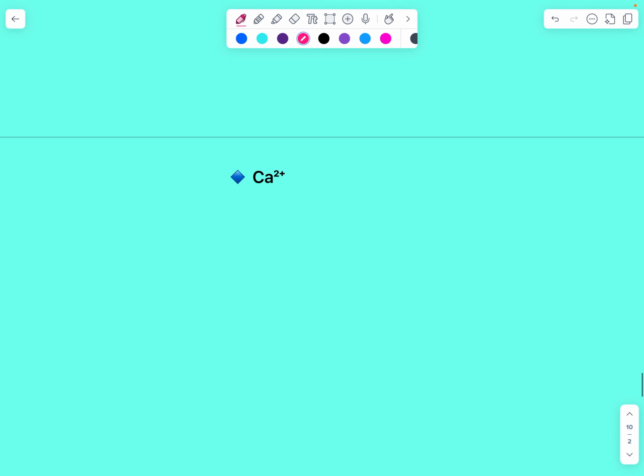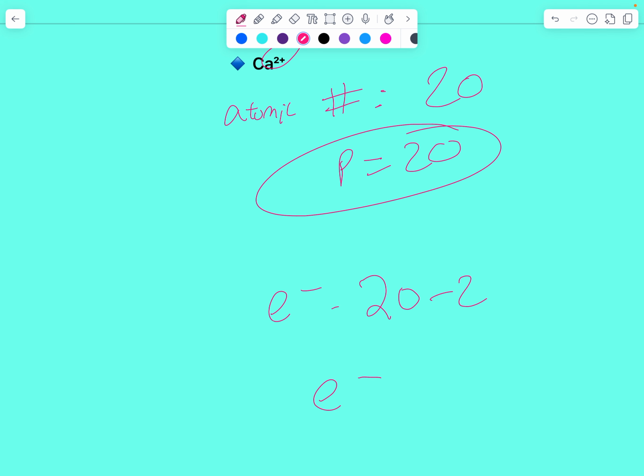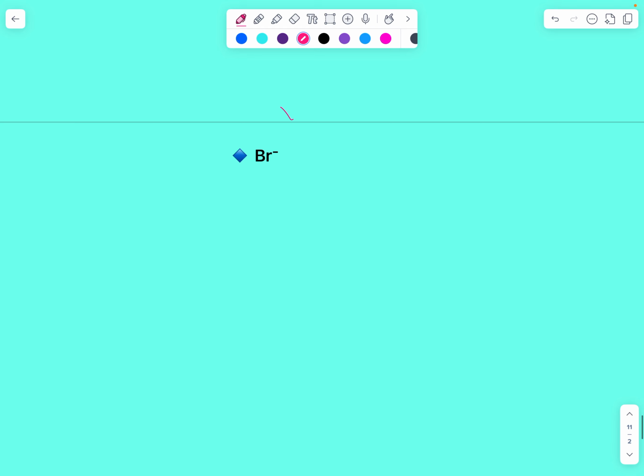Okay, calcium. The atomic number is what? Check your periodic table. 20. So protons is 20, which means that the electrons would be 20, the atomic number, +2 or -2? -2. So electrons equals 18. Notice the pattern?